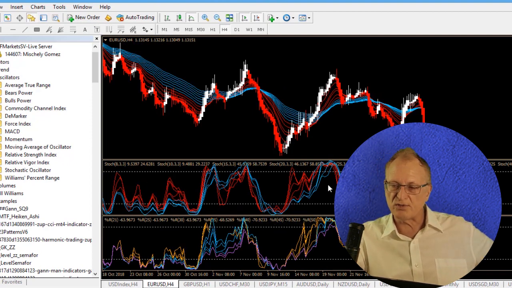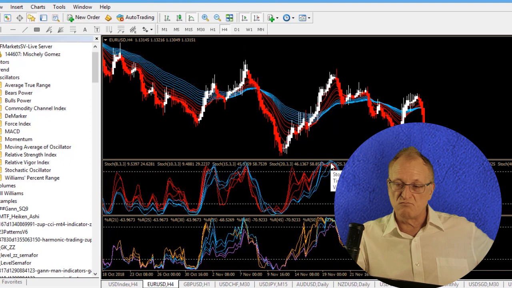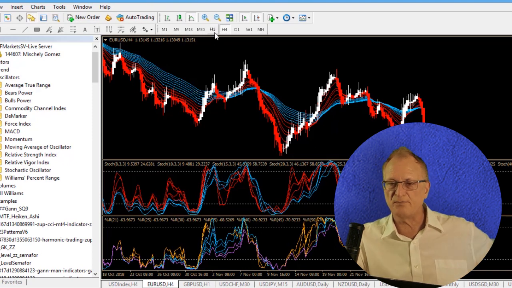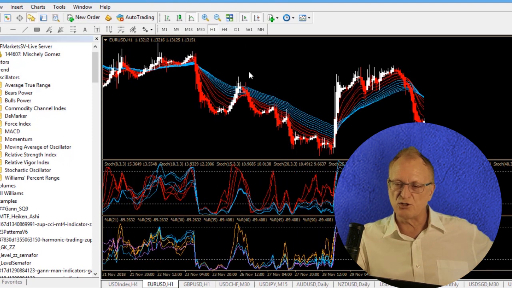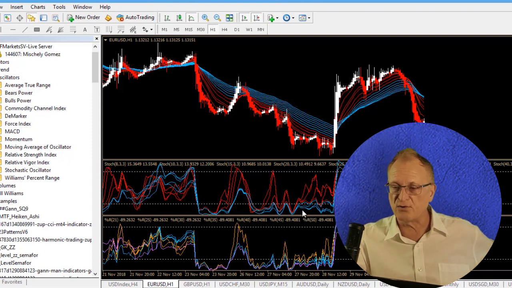Here's one that has multiple stochastics. Notice that if I'm on the 4-hour, these are tuned to a frequency. This is actually showing you that, okay, this is going down, now it's going up. But if I go to a shorter time frame, it is no longer useful. Just going to the 1 hour, that's not going to be able to be used for trading.